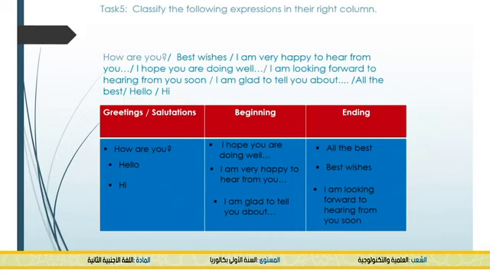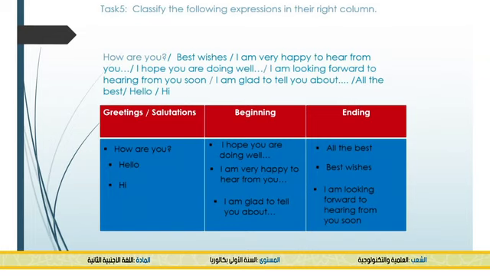We have here another task. We have some expressions, as you can see above the table, and I would like you to classify them in the right column, okay? We have basically three columns: greetings or salutations, beginning, and ending. I'm going to read the expressions for you first. How are you? Best wishes. I'm very happy to hear from you. I hope you are doing well. I'm looking forward to hearing from you soon. I'm glad to tell you about. All the best. Hello. Hi. So take your time and classify all those expressions.